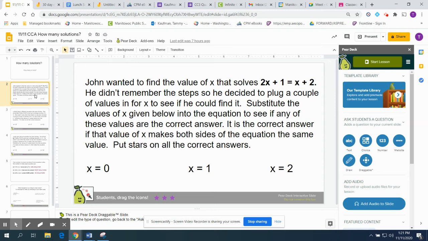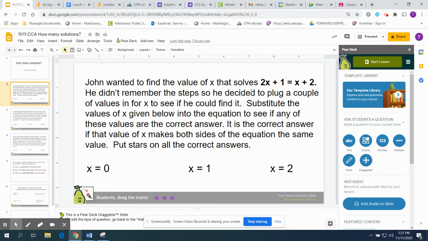So you could either go through the steps and solve it, or I'm giving answers and you could plug those in. Either way, plugging them in is like checking them. So if I plugged in 0 into this equation, 2 times 0 is 0 plus 1. So the left side would be 1. And 0 plus 2 is 2, and that's the right side. That's not equal. So 0 is not a solution.